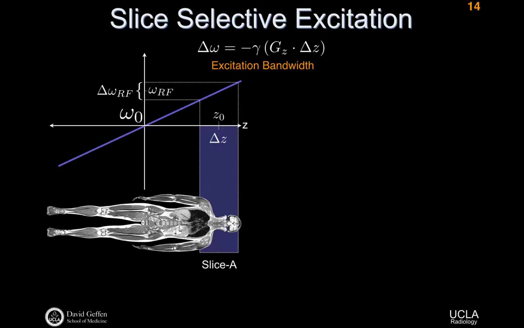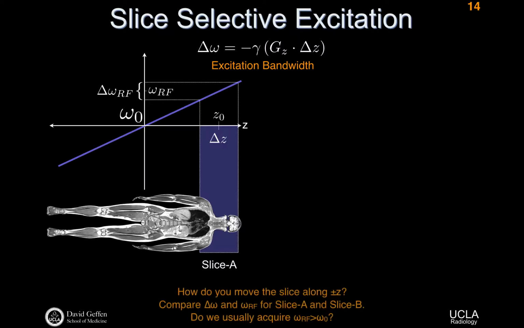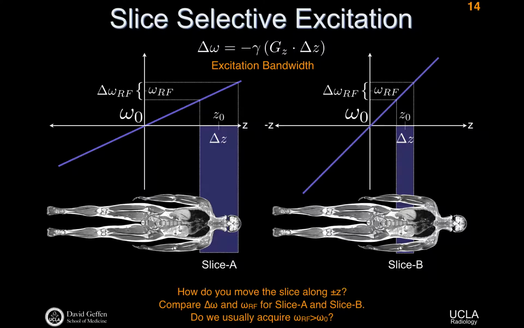And so we know that if we pick our omega RF to align with this Z position here, just through the Larmor relationship, and choose an RF pulse that has an appropriate bandwidth, delta omega RF, then we'll excite exactly this slice, which in this case will be, obviously, a very, very thick slice. And then we talked about how we could move the slice along plus or minus Z, and one way to do that was just by changing the center frequency of the RF pulse, right? We can move the slice along just by changing the frequency of the pulse so it accords with the slice that we're interested in. I don't have slice B. Here we go. Slice B is here.